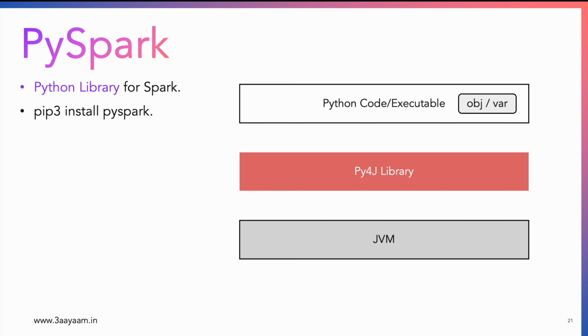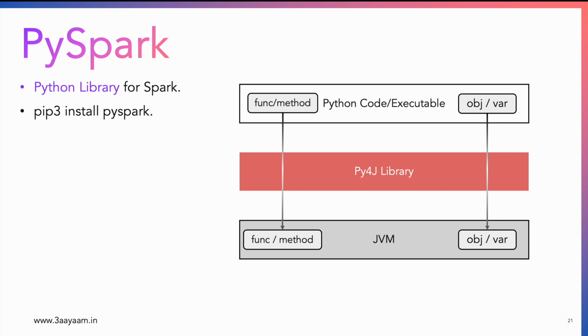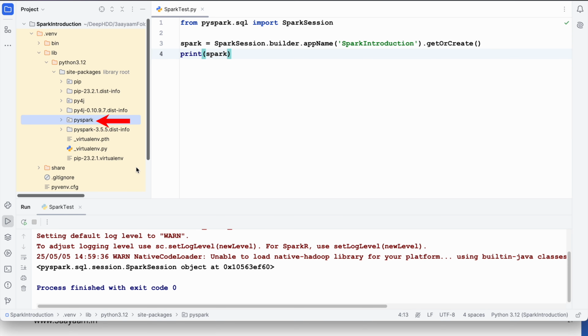And let's say we create any object or variable, the same object or variable would be created in the JVM also, and that would be facilitated by the Py4j library. If you create any function or method, it would feel like we are doing the same in the JVM. So that's what the Py4j library does. It is the bridge between the JVM and the Python code. And that's why when you installed PySpark, Py4j was automatically installed. Without Py4j, we cannot run our Python code or our PySpark code in Spark's JVM.